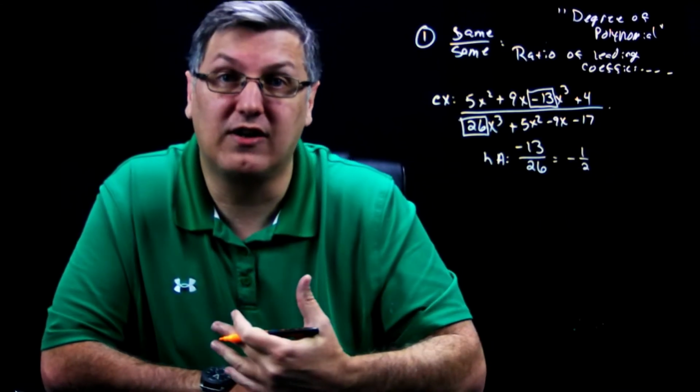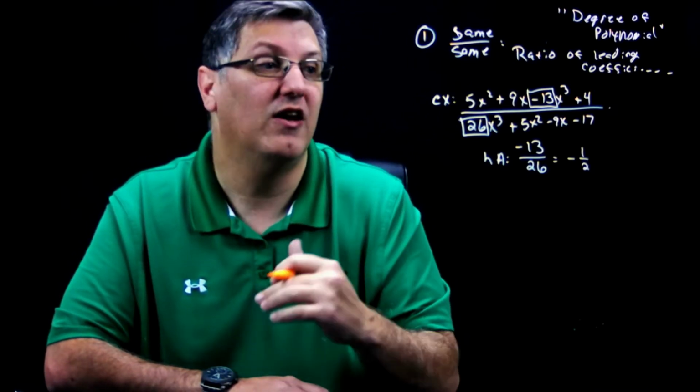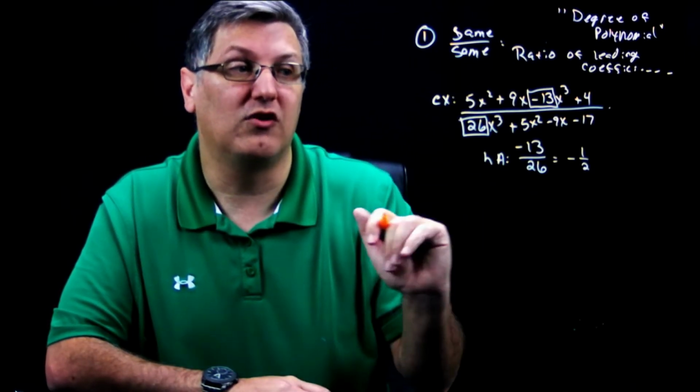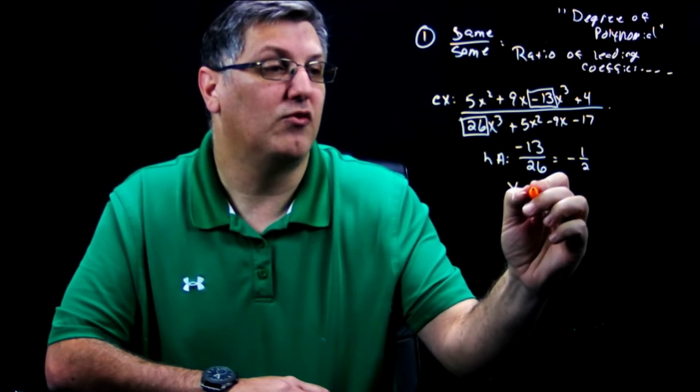Now this is just like a vertical asymptote. A horizontal asymptote is going to be an equation of a line. But this time it's a horizontal asymptote, so that's going to be a y equals. So my equation is going to be y equals a negative 1/2.